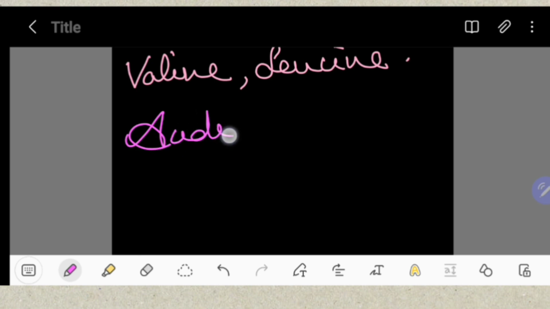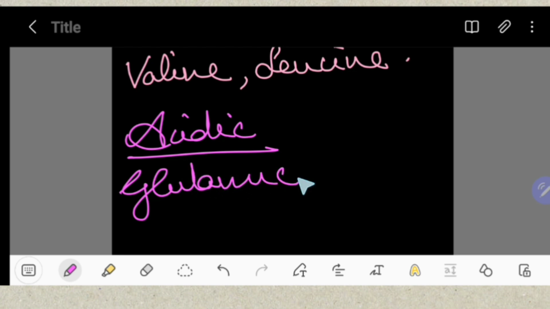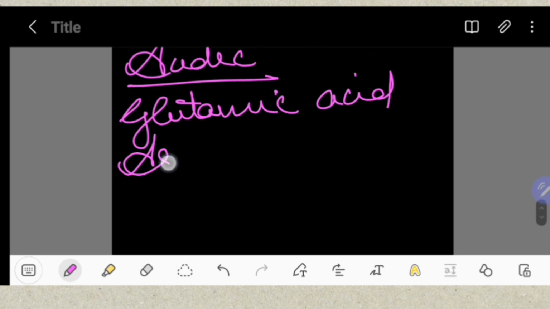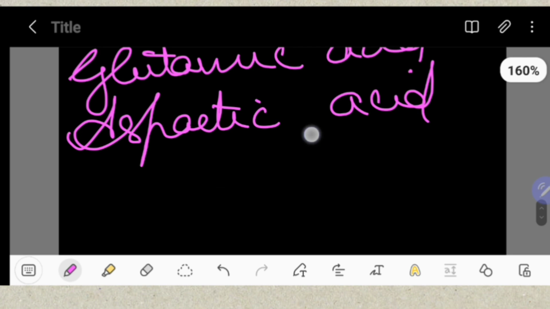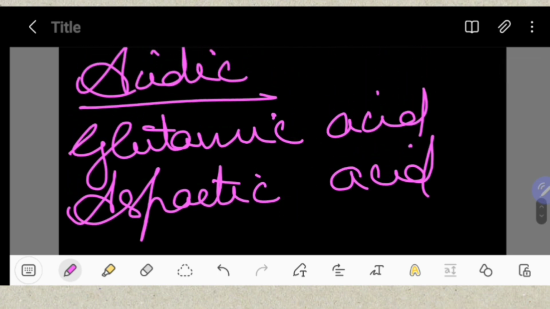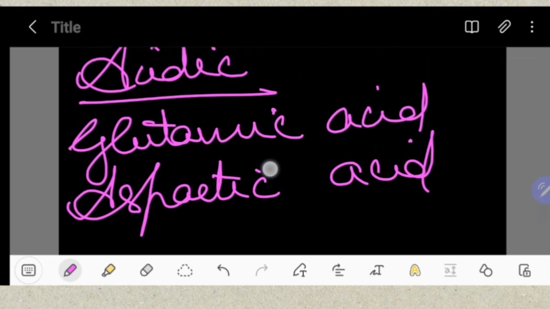Acidic amino acids will have more acidic groups. For example, glutamic acid, the name itself suggests it, and aspartic acid. Just remember the names. All these are acidic.